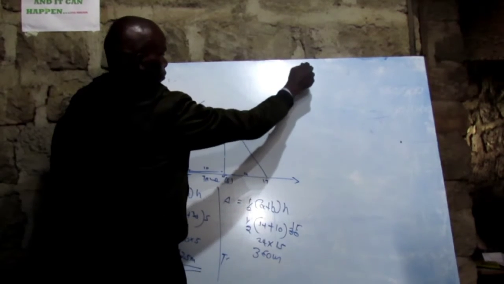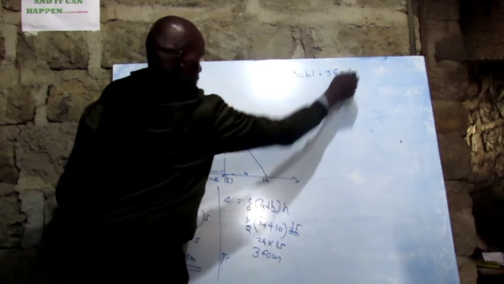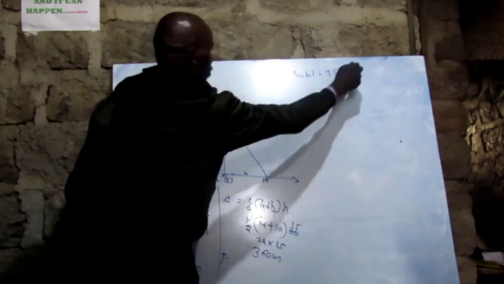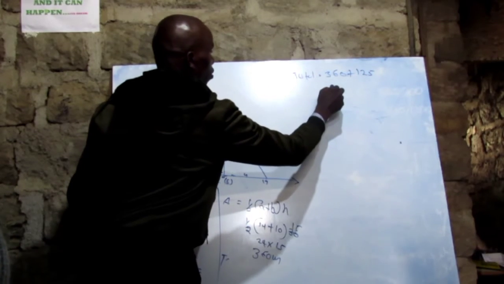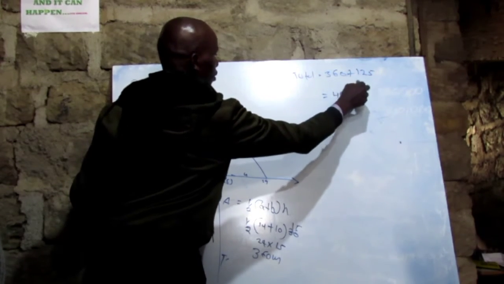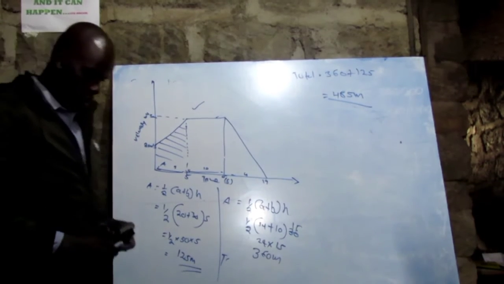So what's the total? It will be 360 plus 125. So what's the answer? 485 meters. Next question.